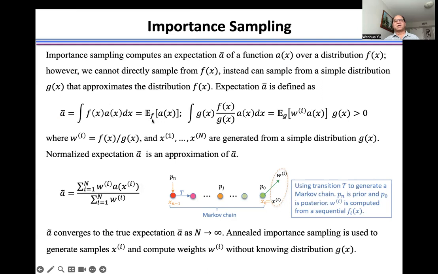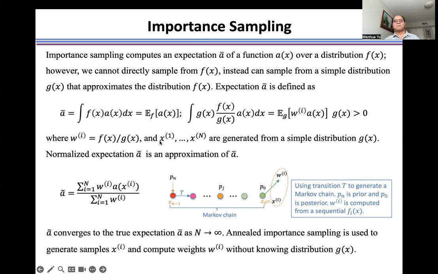If f is a complex distribution, we can introduce a simple distribution g. And then using the Monte Carlo approximation again to convert this integral to expectation of w times a over distribution g. Here, w is equal to f divided by g.